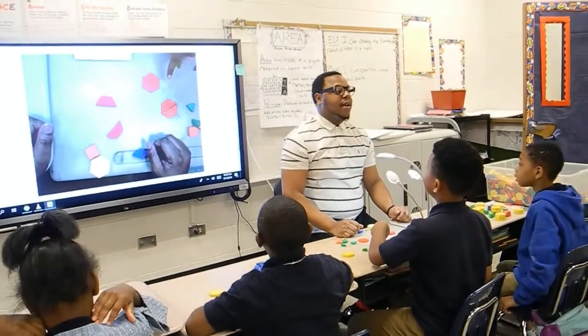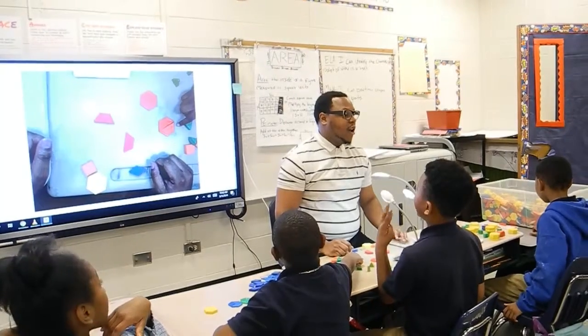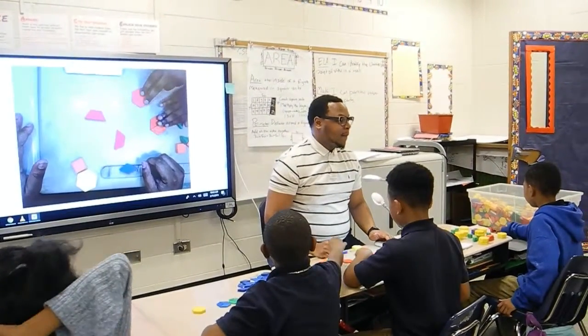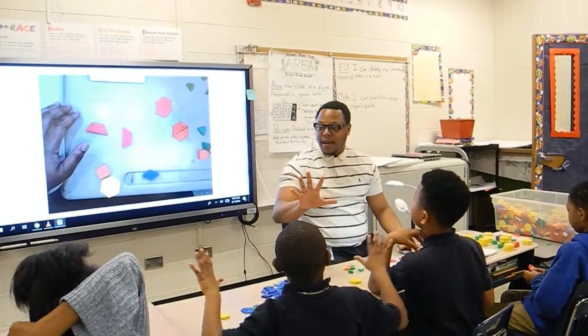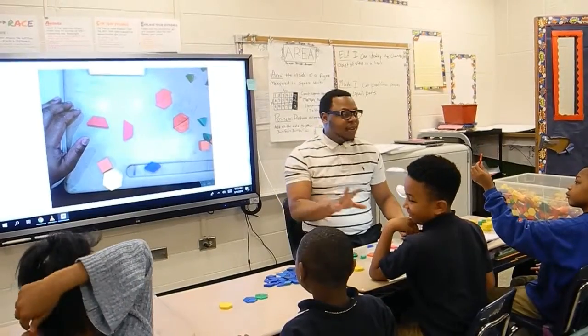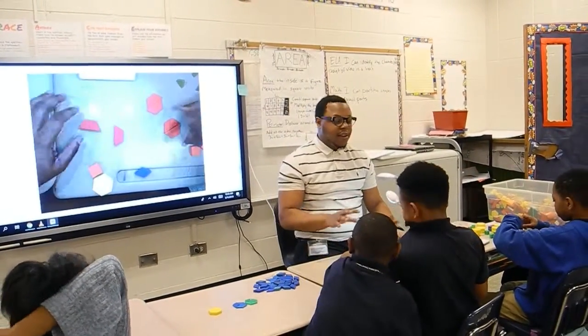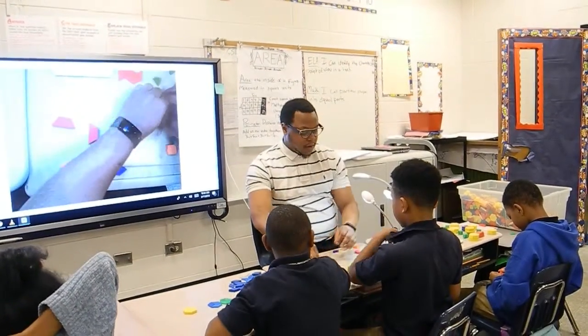What kind of shape can I make with these 2 trapezoids? A hexagon. I know y'all are excited. I appreciate your enthusiasm, but I need you to raise your hand. It's a hexagon.